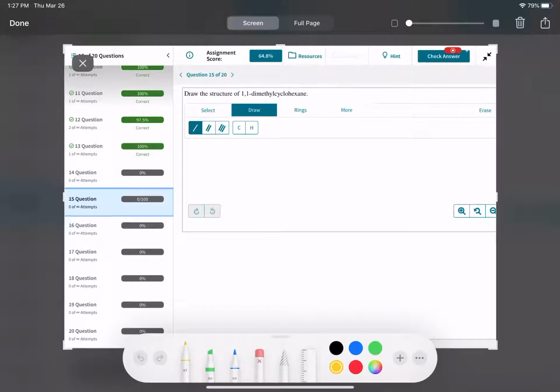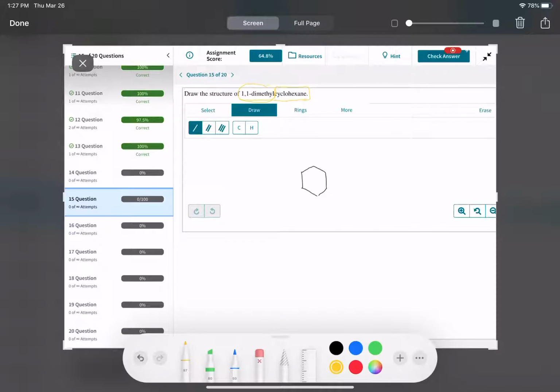So here we know it's 1,1-dimethylcyclohexane, and what I'm going to do is start at the end. This is a cyclohexane, so reference your table 12.1. Hexane means that there are 6 carbons. Cyclo means that they are in a ring. So I know that I have a 6-membered ring like that, and that's where I'm going to start. And once I get the parent chain drawn, then I'm going to look at the substituents.